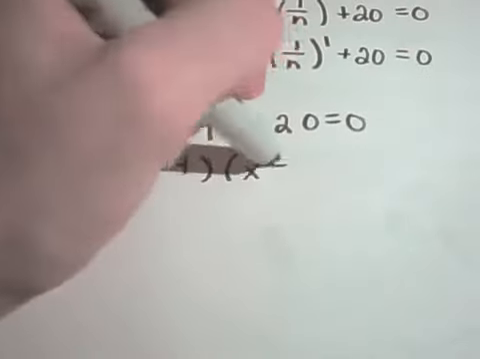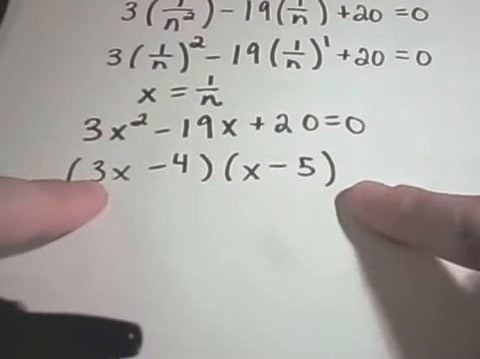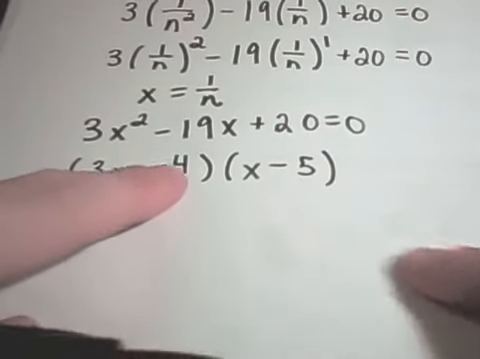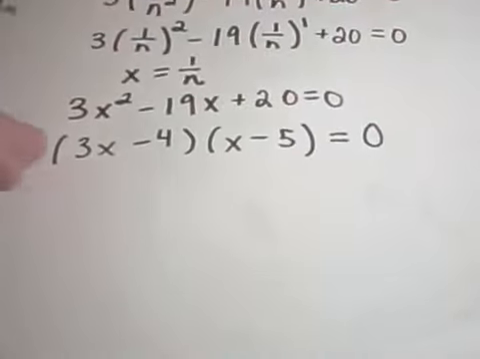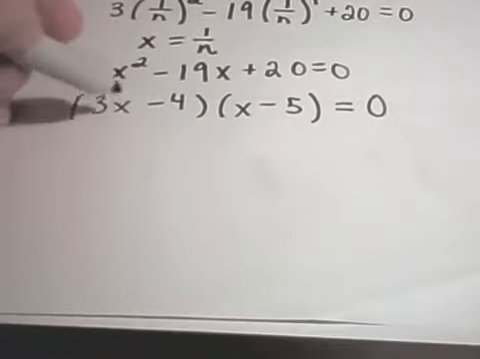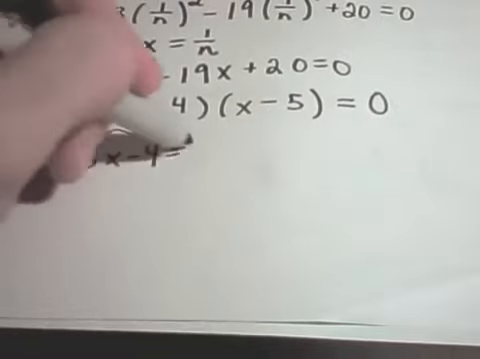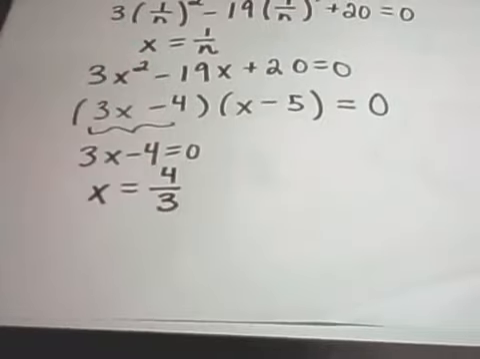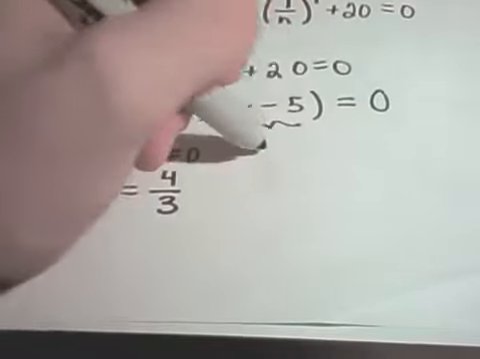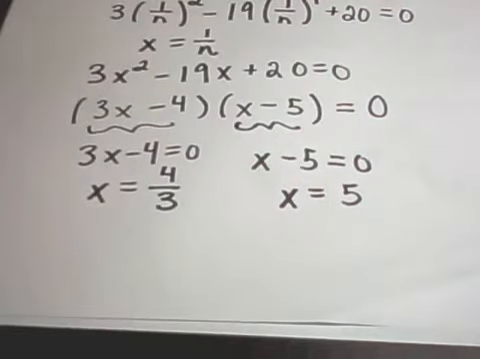I think if we put negative 4 here and negative 5 there, because notice if I multiply it out, I'll get 3x squared, negative 15x, negative 4x, which is negative 19x, plus 20 equals 0. So now we'll simply set each piece equal to 0. So I'll have 3x minus 4 equals 0. If I add 4 and divide by 3, I'll get x equals 4/3. If I do the same thing with the other, I'll get x minus 5 equals 0. If I add 5 to both sides, I'll simply get x equals 5.